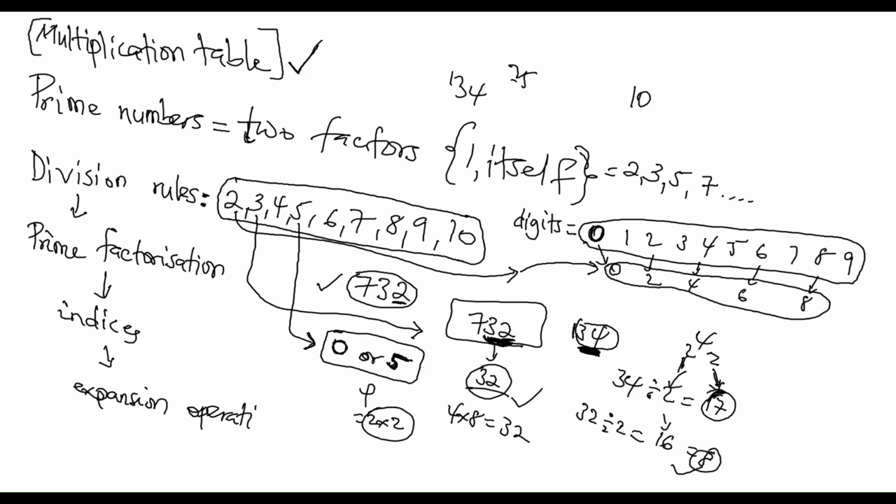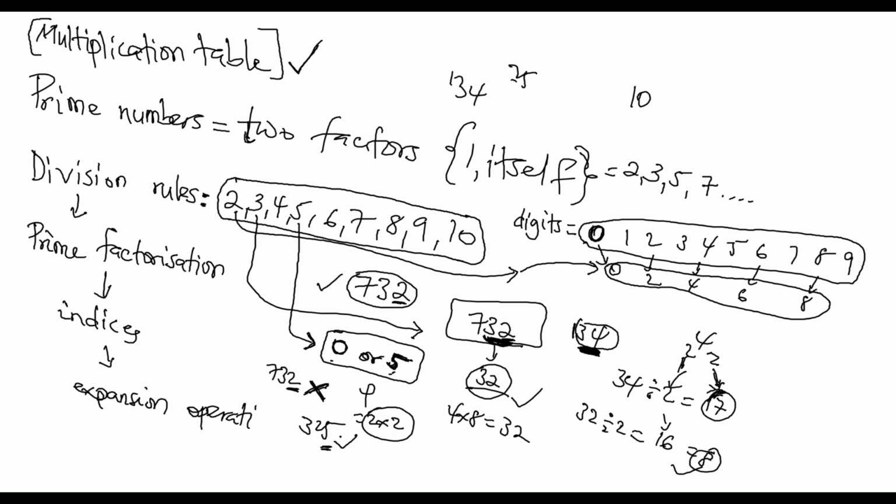So if you have 732, the last digit is 2. It's not 0 or 5. Therefore, this number cannot be divided by 5. It's not divisible by 5. If you have 325, the last digit here is 5. So therefore, you can divide by 5. So you just check whether the last digit is 0 or 5. Then you go ahead and divide by 5.